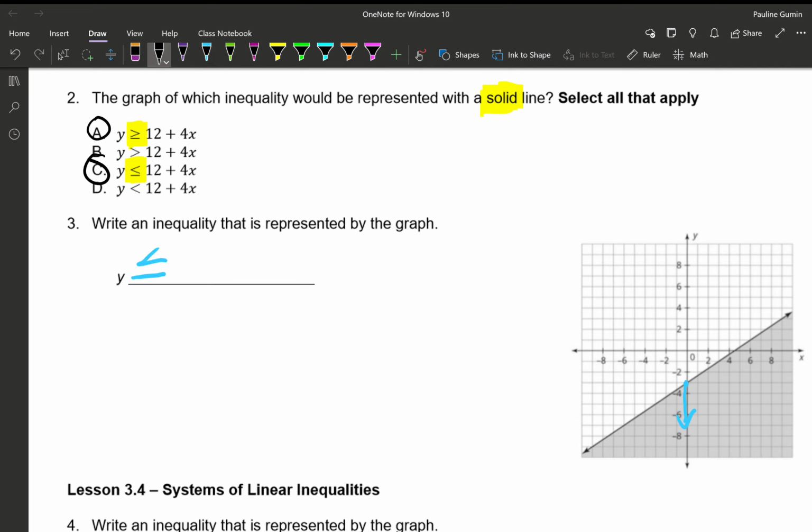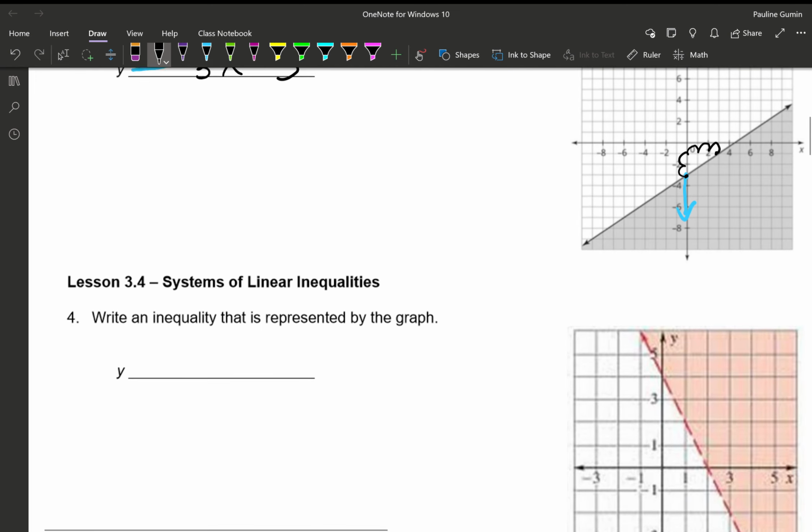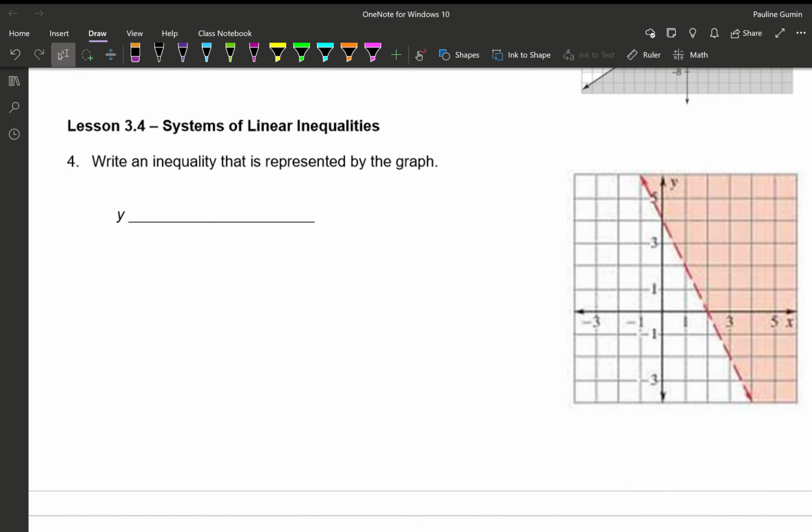Okay, now let's decide on the slope. I'm going to use this point and this point. I'm going up 2, to the right 3. So my slope is 2 over 3. And my y-intercept, I think that's negative 3, minus 3. There's our inequality. Let's do the same thing for number 4.